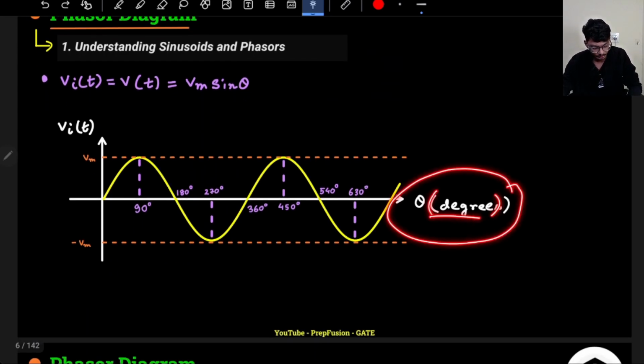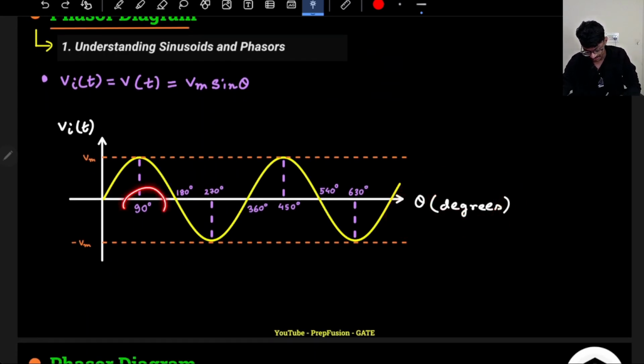What is written there? In brackets, is it written in degrees? Or here it is written 90, 180, something like that. That means it is a sinusoid with the x-axis unit as degrees. This theta is in degrees. Now let's come to the third point.